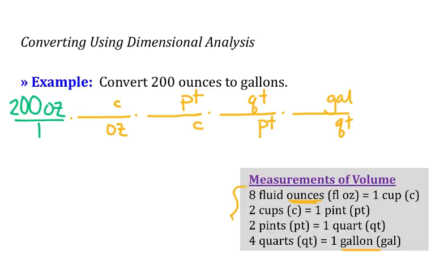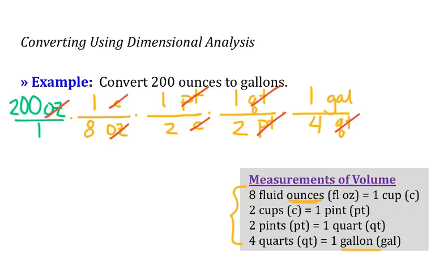So using really all these conversion factors down below, I know there are 8 ounces in 1 cup, there are 2 cups in 1 pint, there are 2 pints in 1 quart, and there are 4 quarts in 1 gallon. So lots of units canceling out here. No more ounces, no more cups, no more pints, no more quarts. So in the end we'll just have gallons, which is good because that was the desired unit for our final answer.